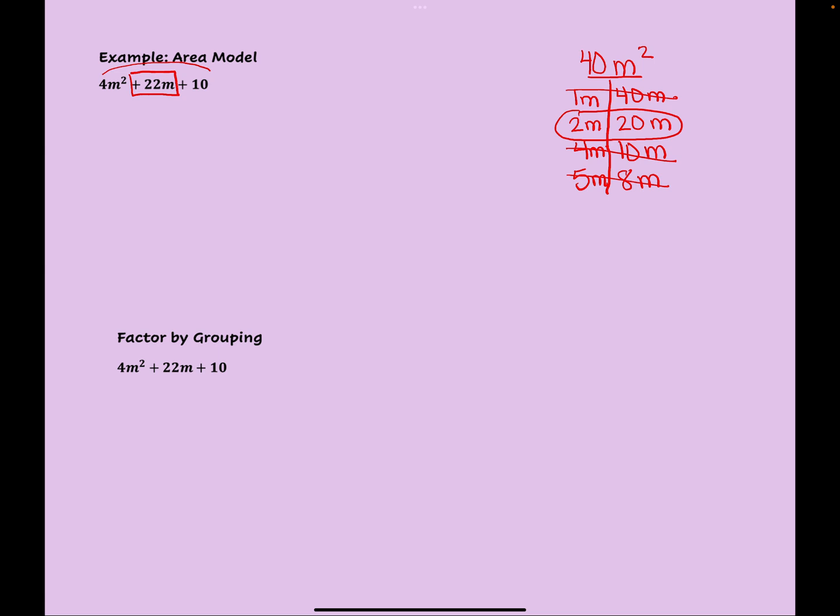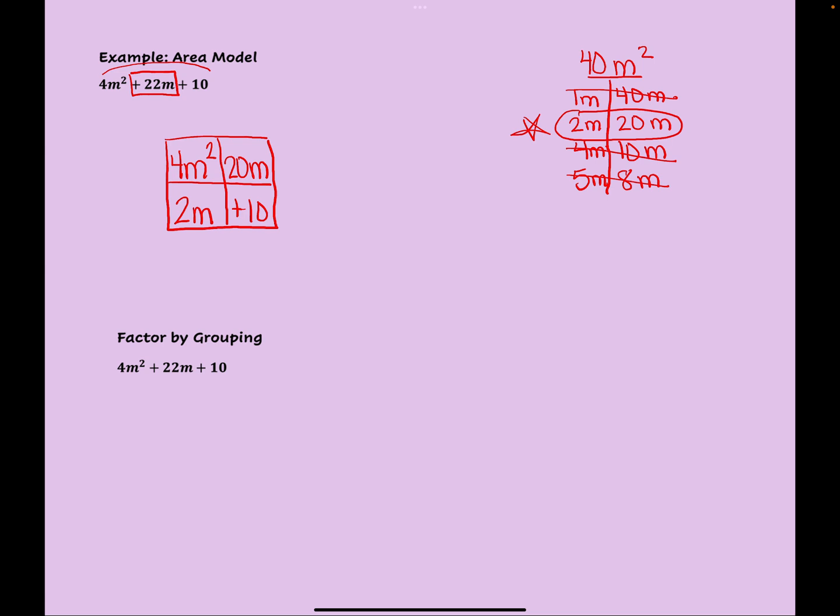Now 3 terms, so when I do my area model, I'm going to go ahead and make those 4 boxes. First term, 4m squared, goes here. Last term, positive 10, goes here. And then my 2 numbers, 2m and 20m, go here. Now 2m and 20m, it doesn't matter which corner box they go in, okay, but they do have to be in one of those 2.